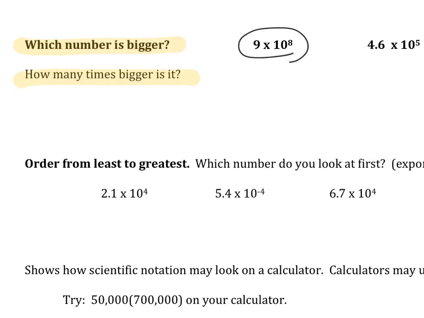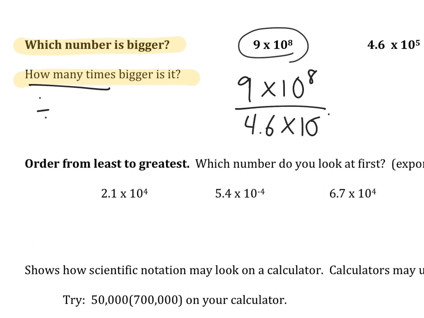Well, it says how many times bigger is it? When it says how many times, you should be thinking division. How many times bigger, right? So I would do, in this case, 9 times 10 to the 8th divided by 4.6 times 10 to the 5th. And when I do that division, it's going to tell me how many times bigger the numerator is compared to the denominator.